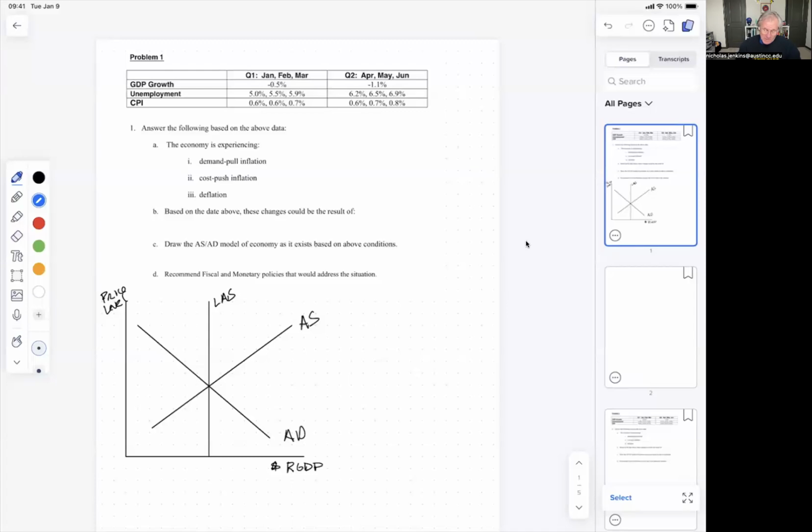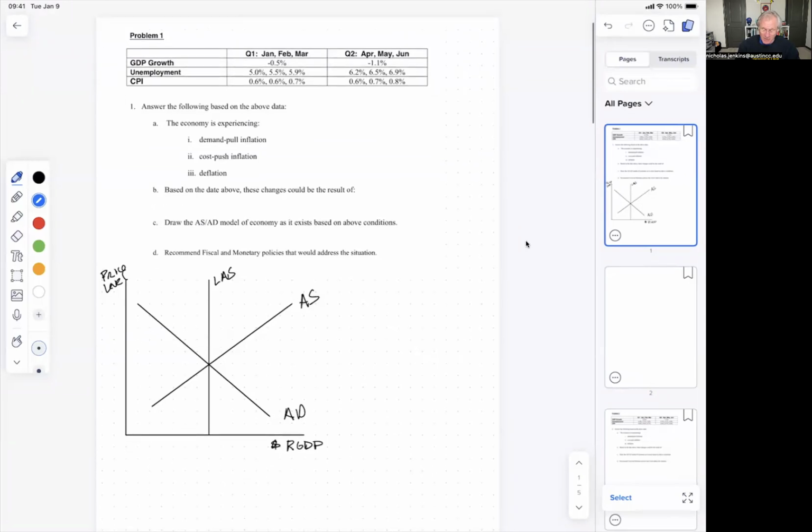At the top of the chart, you have three pieces of information, generally the same three pieces of information that you'll get. Number one is GDP growth. Number two is unemployment rate. And number three is CPI, the Consumer Price Index. So let's look at them line by line, see how we use them.